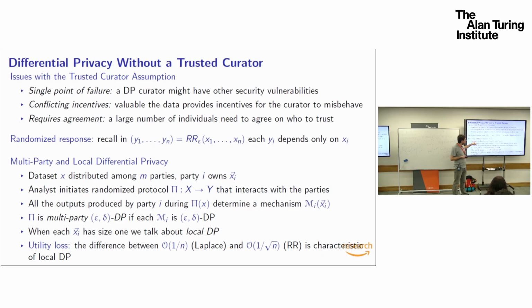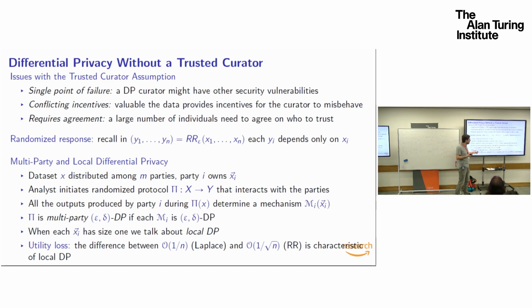So then, if you want to analyze this data using differential privacy, the setup that you usually use is the following. So there's going to be an analyst that's going to initiate a randomized protocol, pi. Right? So pi is going to look at the whole data set, not directly, but through talking to the parties, and it's going to output a y. Right? So this will require interaction between the parties and the analyst.